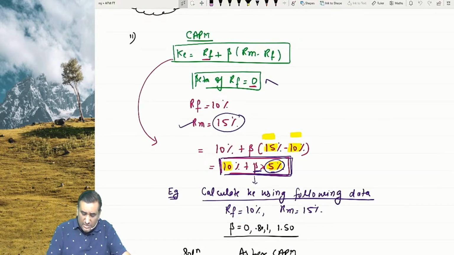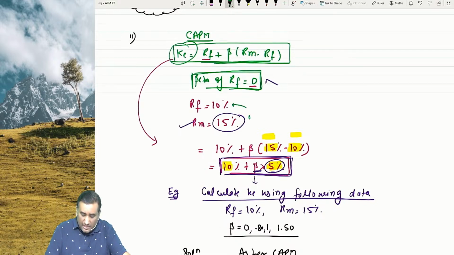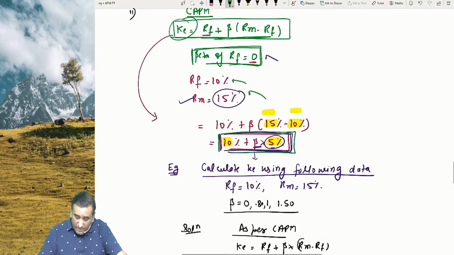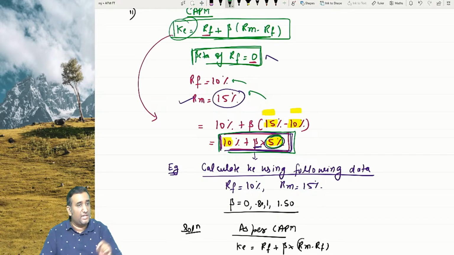Now, CAPM, for example, generally we use a word called KE. RF plus beta into RM minus RF. Beta of risk free is 0. RF is 10, RM is 15. We get 10 percent plus beta into 5 percent. Beta into 5. Now try to read this number. How do you read the 5 percent? It is excess return. Market is giving you how much return? 15. RF is giving you what? 10. You're getting how much extra? 5. Beta of the market is 1. So we say RM minus RF is MRP. MRP is excess return from the market when the beta is equal to 1.